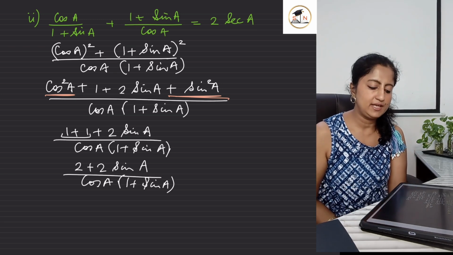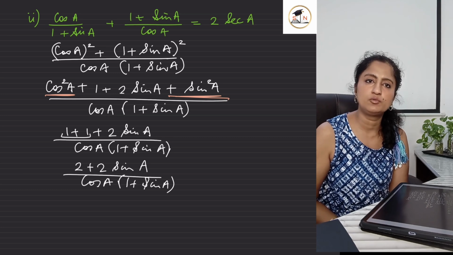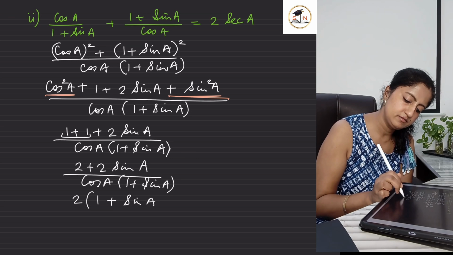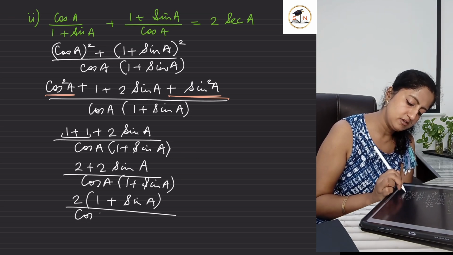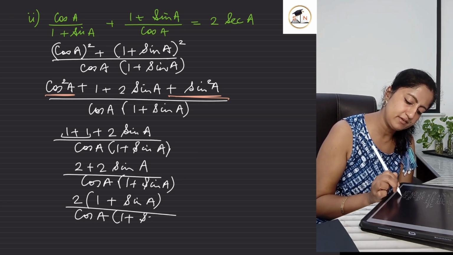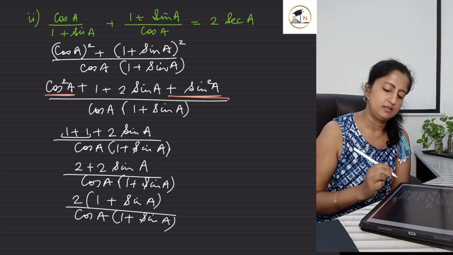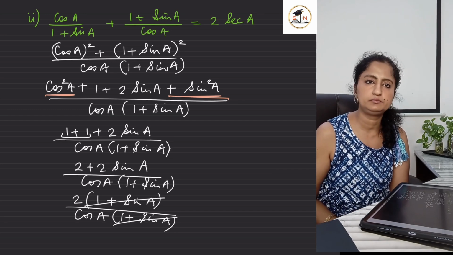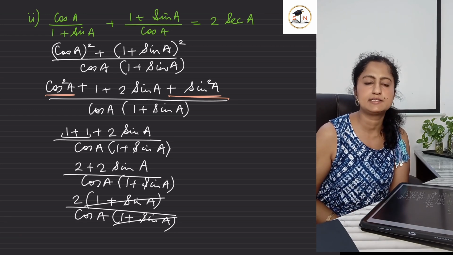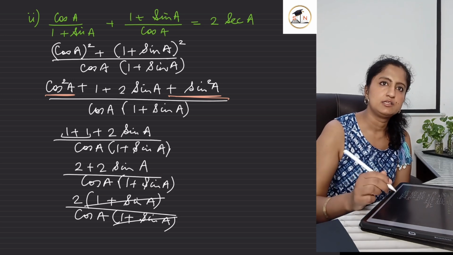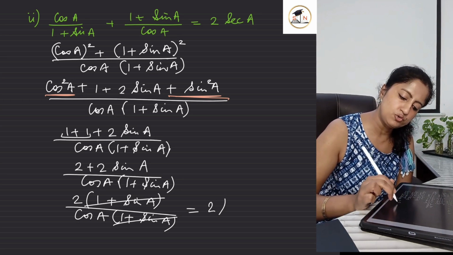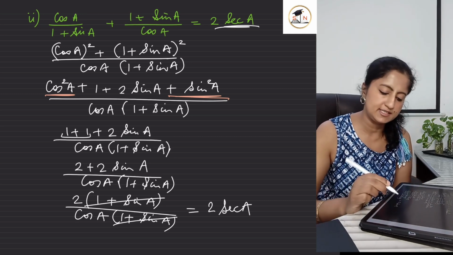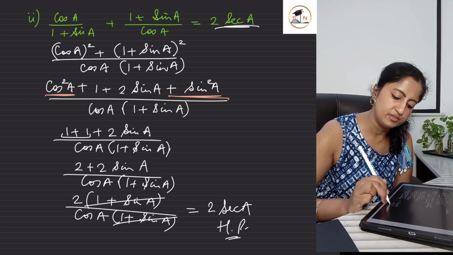right? Now we can easily see 2 is a common factor in the numerator, leaves us with 1 plus sin A over cos A into 1 plus sin A. 1 plus sin A, 1 plus sin A got cancelled. I am left with 2 by cos A. What is 1 by cos A? That is nothing but sec A, right? So that means it is equal to 2 sec A, and that was the right hand side, hence proved.